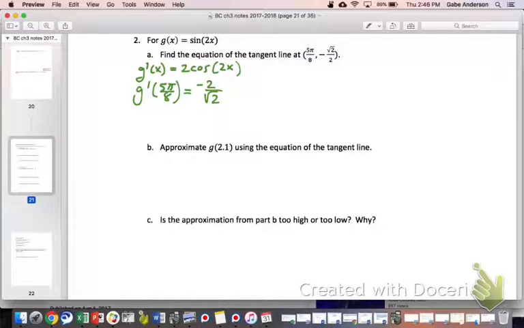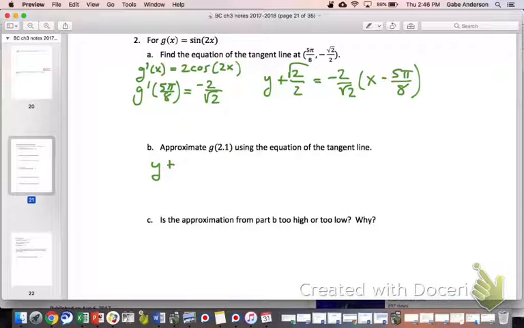All right, so then your equation of tangent line would be y minus negative root 2 over 2, so it would really be plus root 2 over 2, is equal to negative 2 over root 2 times x minus 5 pi over 8. Okay, a little on the ugly side there, but it's accurate, so we're good. Happy with that?